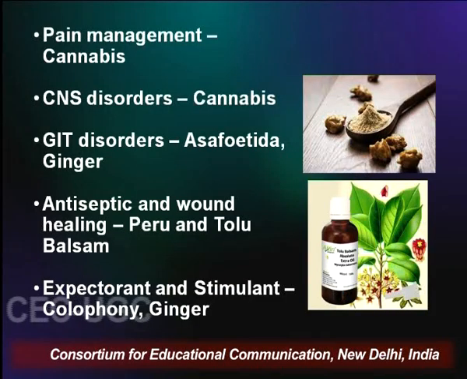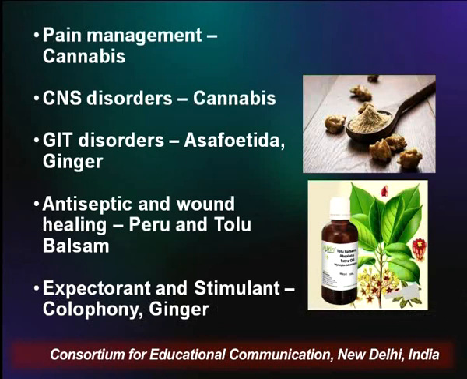Then certain resin producing plants are also used in management of pain, and the most common example is cannabis or bhang. It is also widely used in various CNS disorders like anxiety, convulsions, or insomnia. If you want to depress the hyperactive CNS, you can also use cannabis. Even cannabinoids, which are the major components of cannabis, have shown protective action against various memory disorders also.